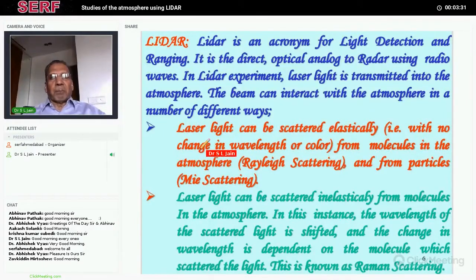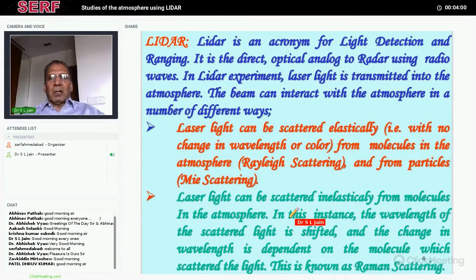the differences in the atmosphere. The laser light can be scattered elastically, which means with no change in wavelength or color, from the molecules in the atmosphere, that is Rayleigh scattering, and from the particles, that is Mie scattering. So if it is scattered from molecules, this is Rayleigh scattering, and if it is scattered from particulate matter, it is Mie scattering.